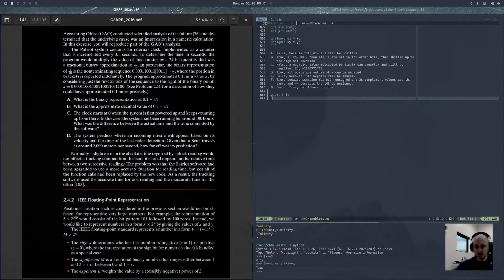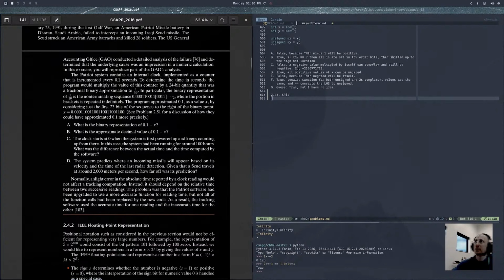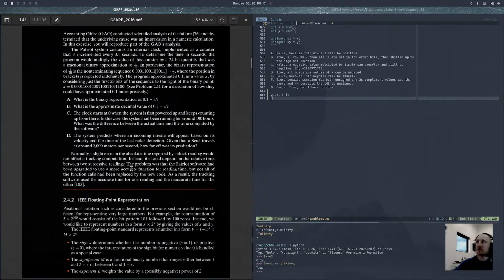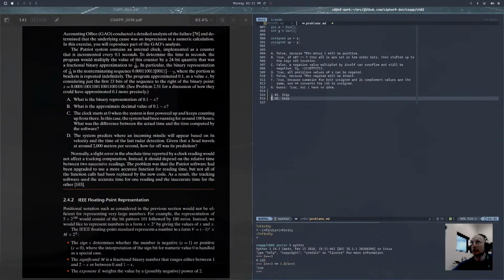IEEE floating point representation, positional notation. So I'm going to skip this one as well. So this is 2.46. I mean, it seems fun. Like I could do that, but I want to make progress on the reading here, so I'm going to accelerate my reading. Skip. Maybe come back.